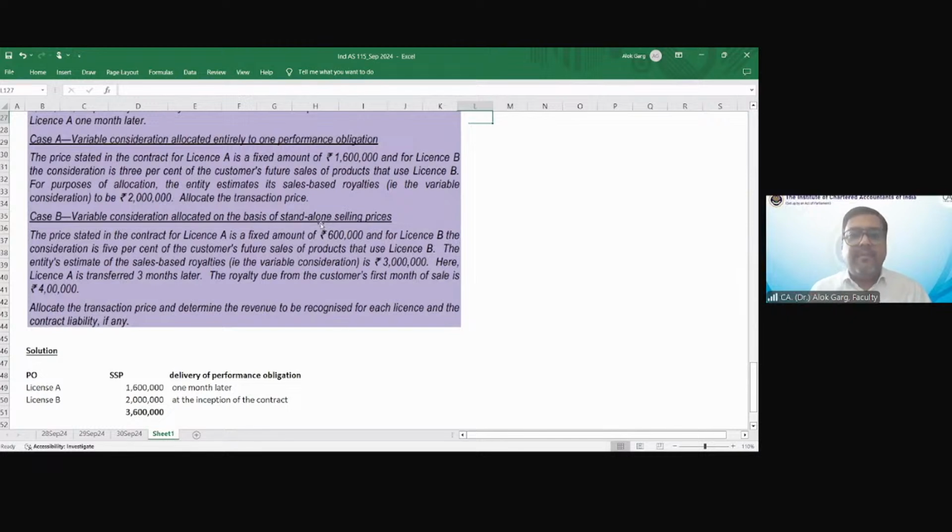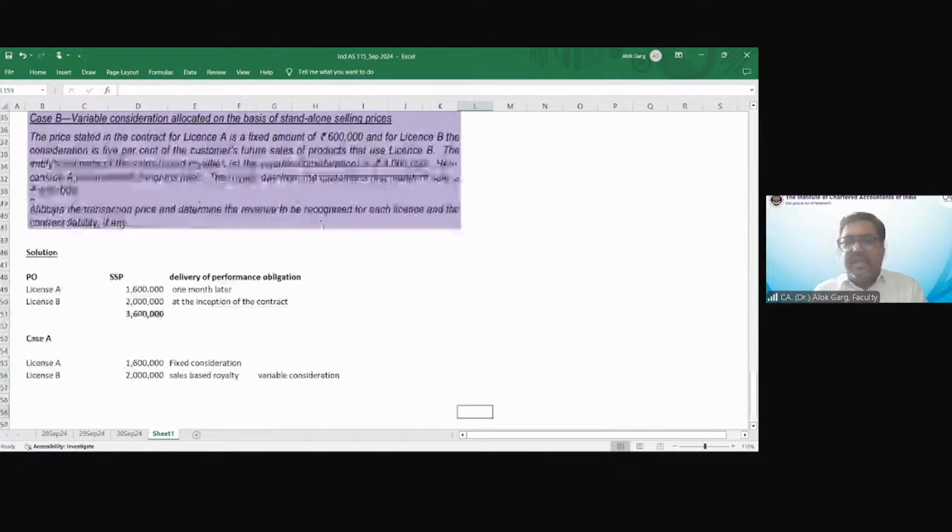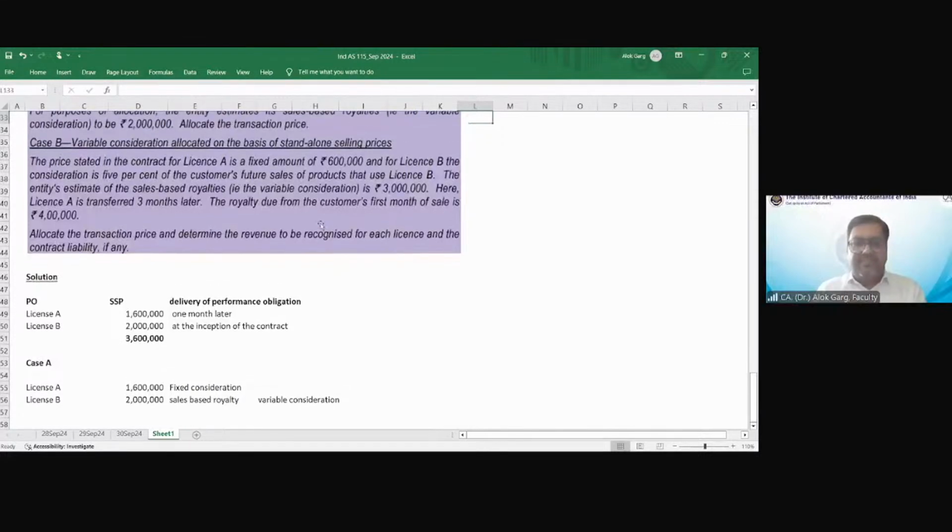Allocate the transaction price. So the transaction price is pretty simple. For A, it is 16 lakh. For B, it is 20 lakhs, right? So case A is very simple. Now let's discuss the case B.